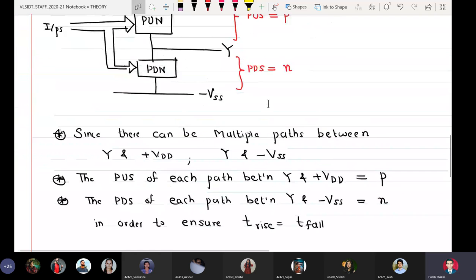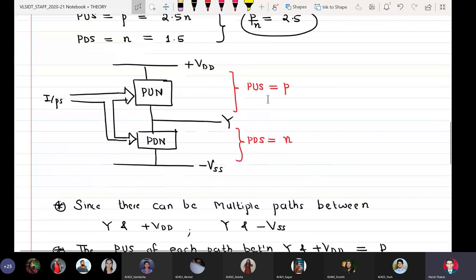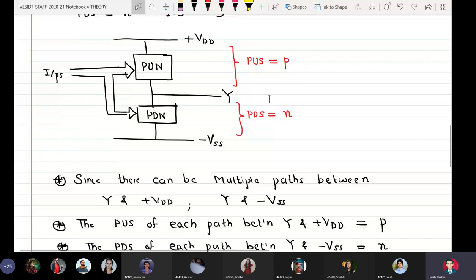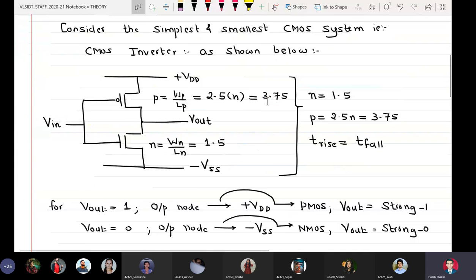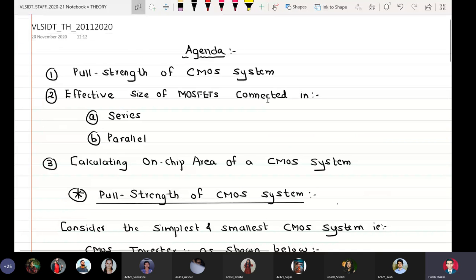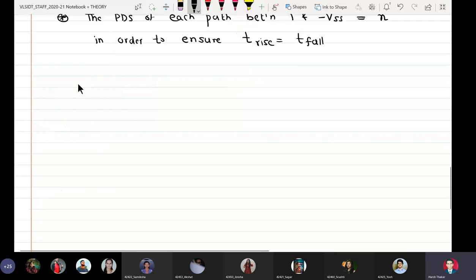Now, we have already discussed why there can be multiple paths between Y and VDD and between Y and VSS. It is possible there may be series and parallel connections in both the pull-up and pull-down networks. That is why the next relevant topic is the effective size of MOSFETs when connected in series and parallel.